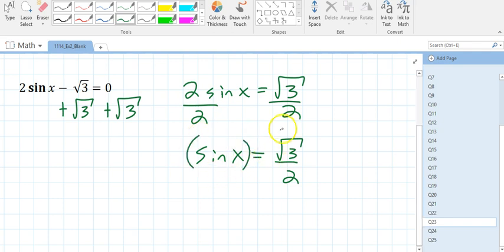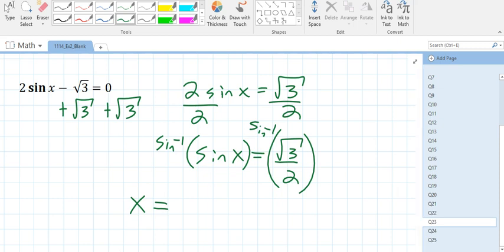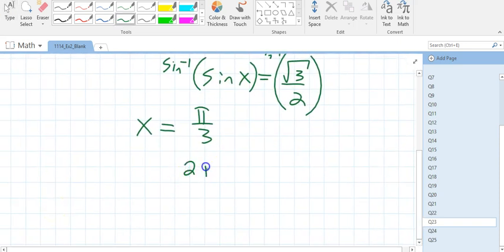Take the inverse of both sides. Sine inverse. Real quick question: is the radical 3 over 2 in the domain? Yes, it is. So that means we can get answers to this. So x is equal to what? When is sine the radical 3 over 2? Pi over 3. Anywhere else? And 2 pi over 3, because again, we're not restricted by anything now.